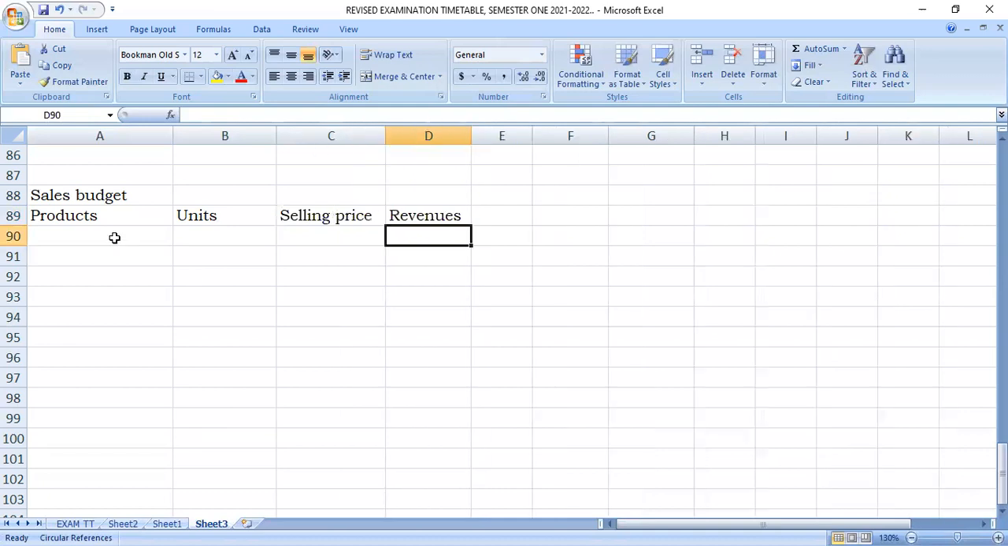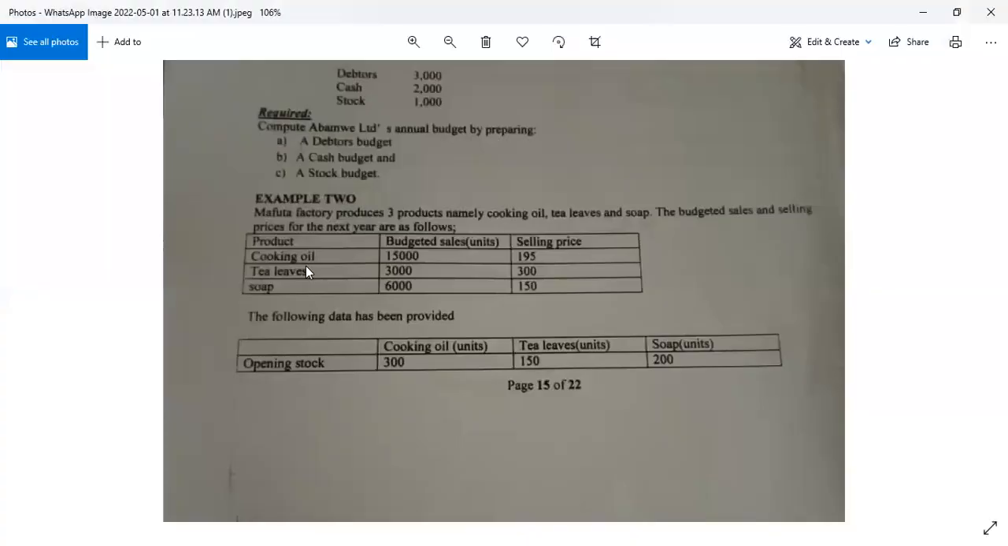So products, we were given 3 products. If I may just take you to the information. Here you're given cooking oil, tea leaves, and soap. These are the 3 products. You're given the sales budget and you're given the selling price. Very simple. Like I said, the sales budget is the easiest. Once you get stuck on the sales budget, then it'll be a big challenge.